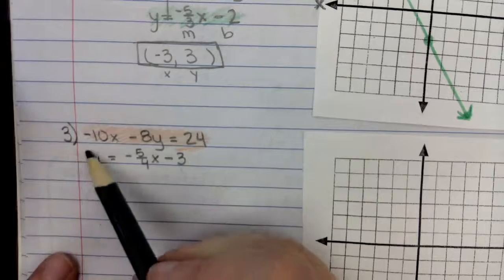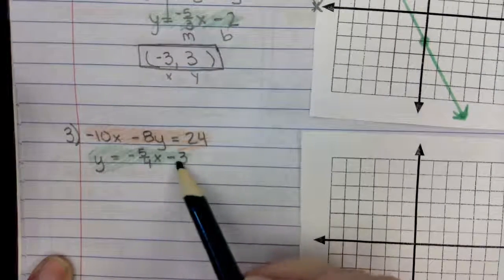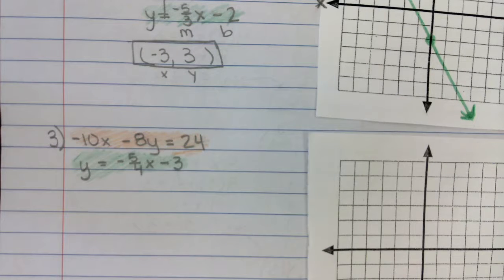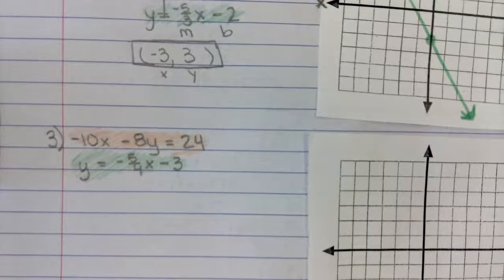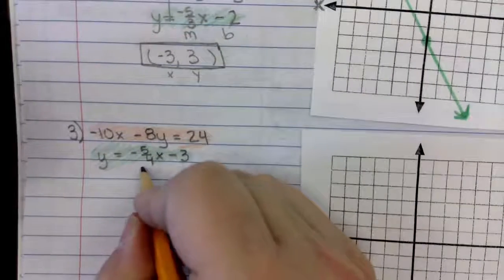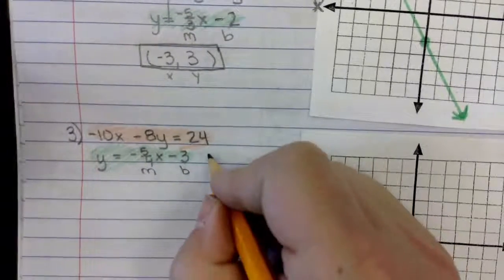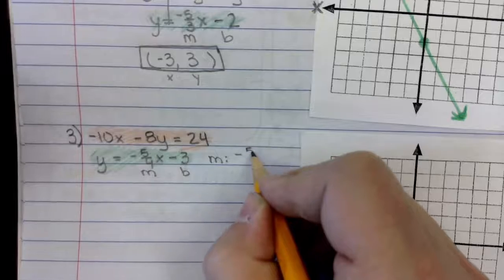You're right. One is ready to graph right away. We don't have to do a whole lot of work to get one of them graphed. Is it going to be the orange one, the top, or the green one, the bottom? Yeah, the bottom, because it's in that form, y equals mx plus b. What is my m? Negative 5/4, yep. And what is our b? Negative 3.